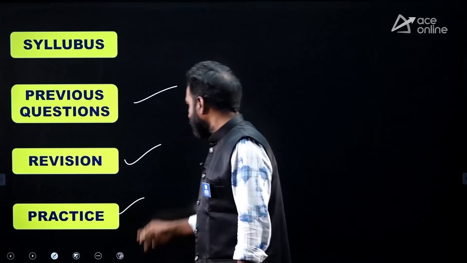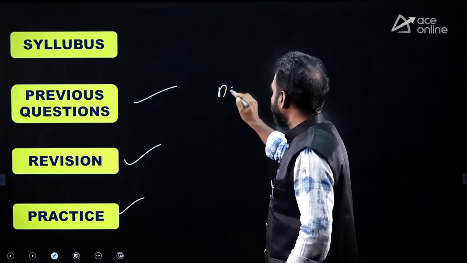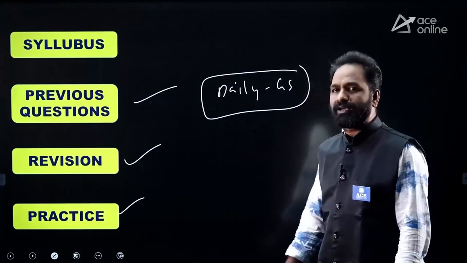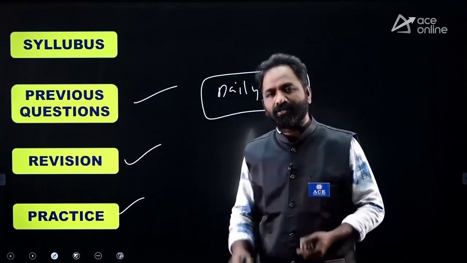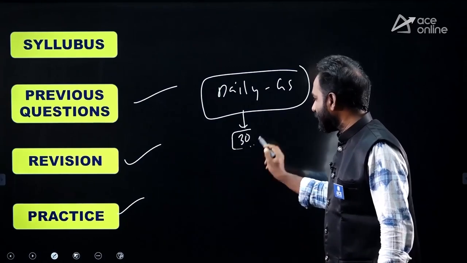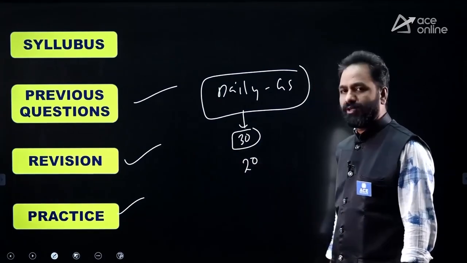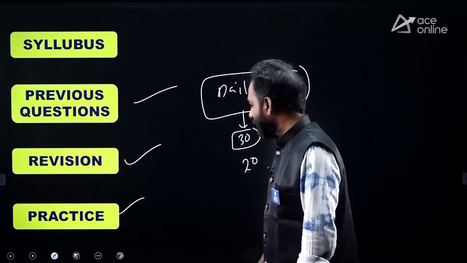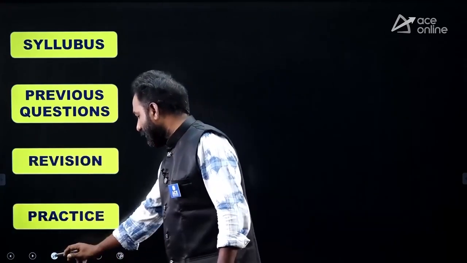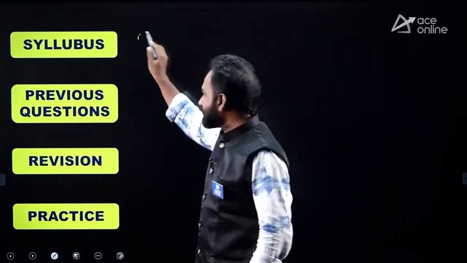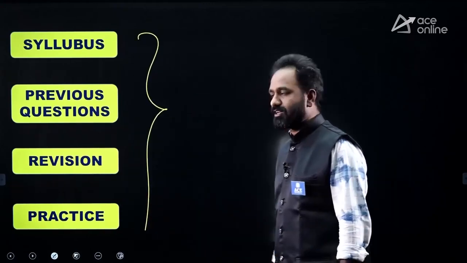Next, practice. Make a habit of practicing general studies questions every day. Is it clear? At least 30 questions you have to practice minimum, or at least 20 questions, because you have enough time, plenty of days are available. So make a habit of reading current affairs, make a habit of attempting the questions, and these things make you perfect in the examination.